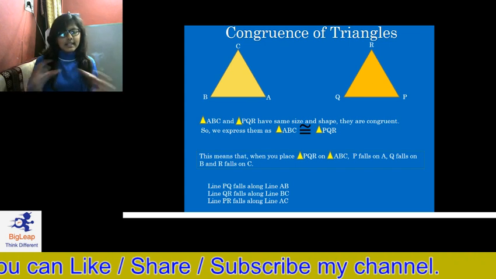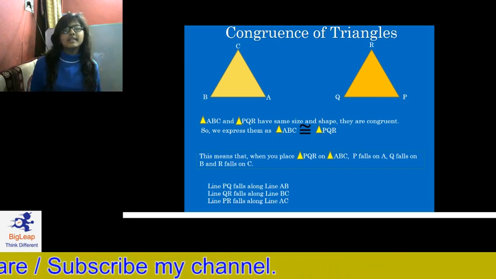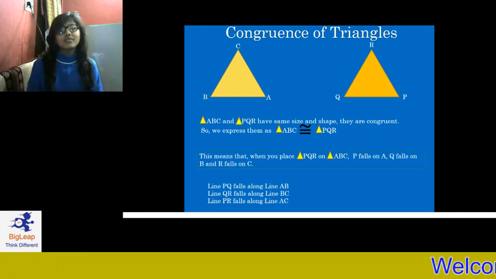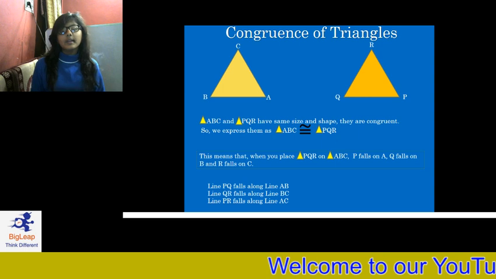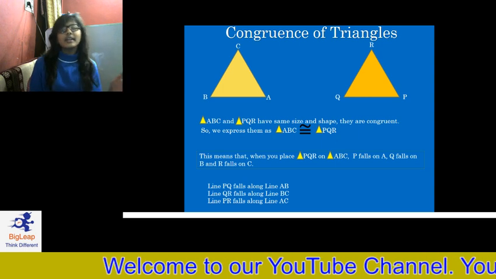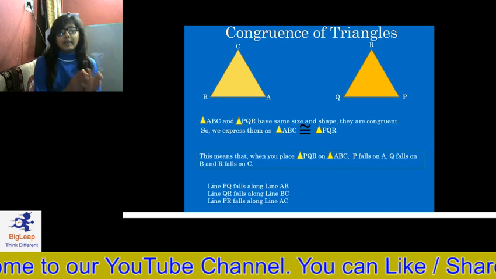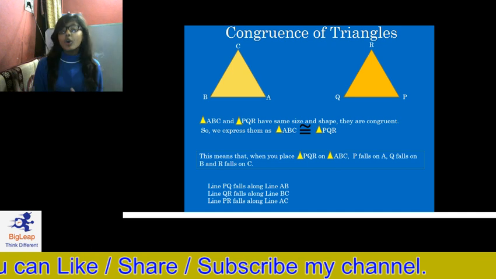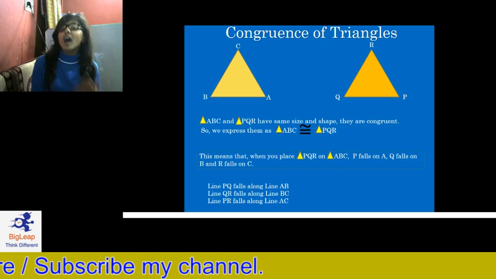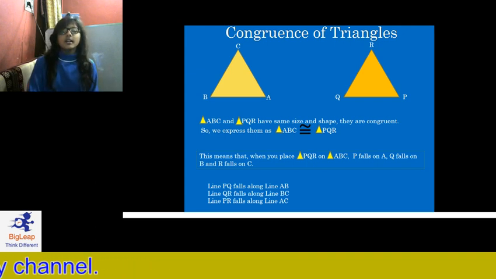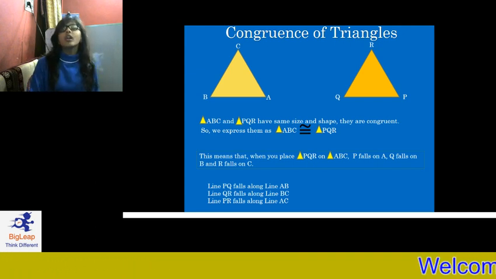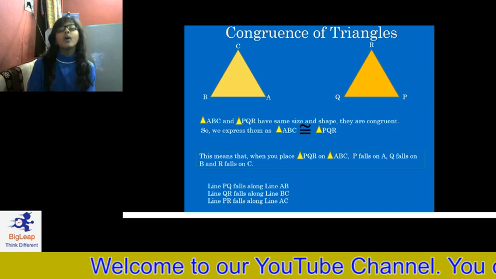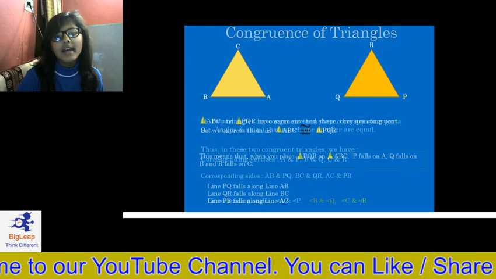By seeing these figures, you know that triangle ABC is congruent to PQR. So what does this actually mean? This means that when you place triangle ABC over triangle PQR, or triangle PQR over triangle ABC, vertex P will fall on vertex A, vertex Q will fall on vertex B, and vertex R will fall on vertex C. In the same way, line PQ will fall along line AB, line QR will fall along line BC, and line PR will fall along line AC.